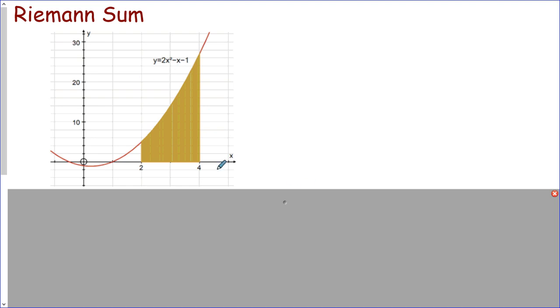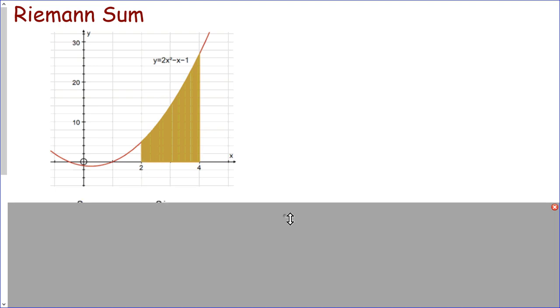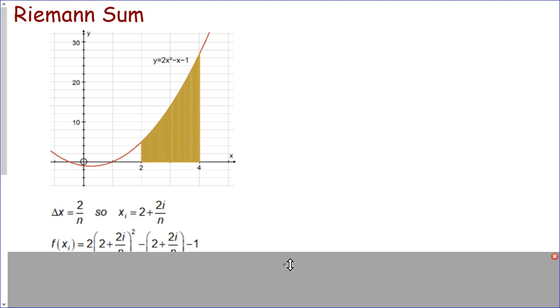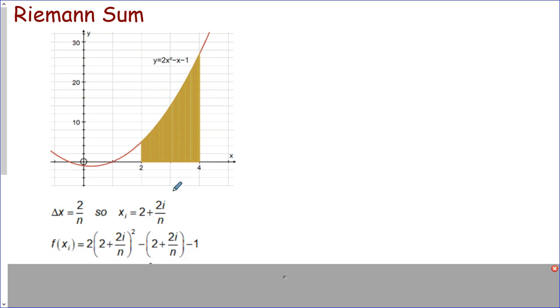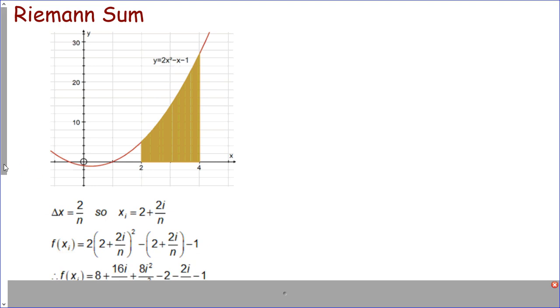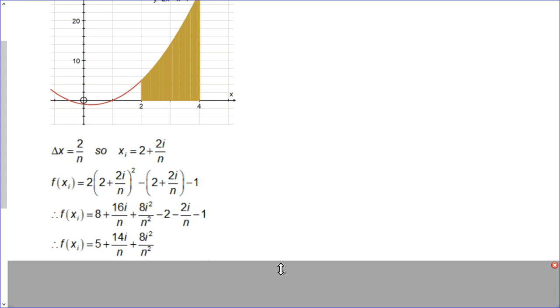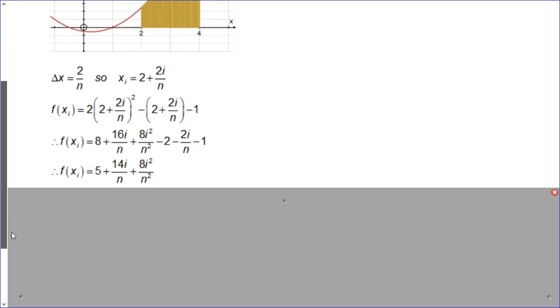This is the function 2x squared minus x minus 1, and we're finding the area bounded by the curve, the x-axis, and the lines x equals 2 and x equals 4. Right, so our width is going to be 4 minus 2 over n, and our general xi term is going to be our starting point plus i lots of the width, so 2 plus 2i over n. We're going to substitute that value into our function to get f of xi, and we get that as simply as we can. So we do all the squaring, and we end up getting that f of xi equals that.